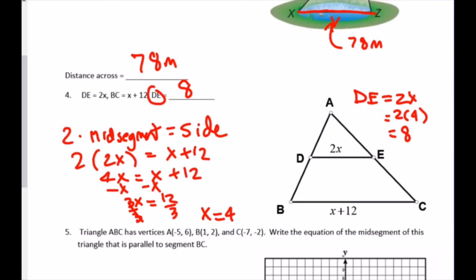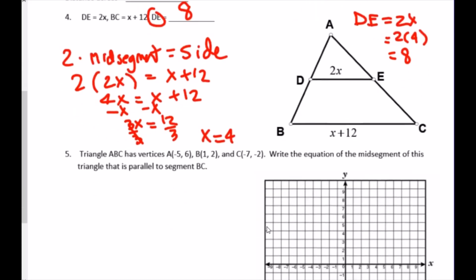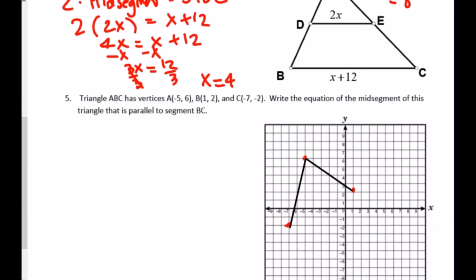All right. Last one here. I want you to plot these 3 points right now. Do it. All right. So I'm going to plot these 3 points, and I'm going to connect them. Label them. And everyone's doing this with me?